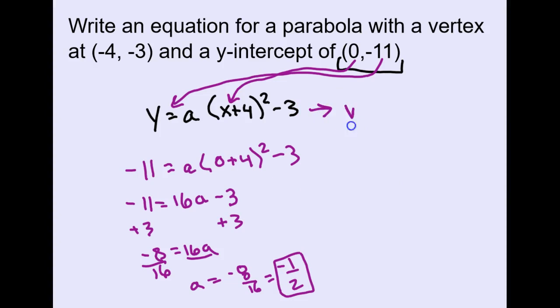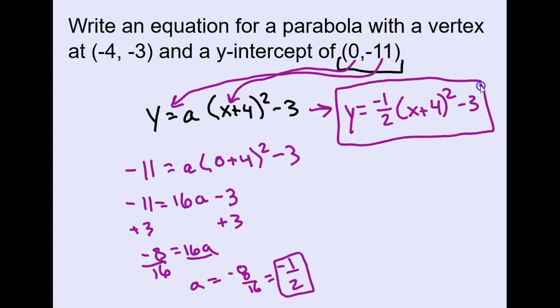Now we're just going to plug that back into the beginning. Y equals negative 1/2 times (x plus 4) squared minus 3. So that's basically the hardest type of thing that they could ask you to do with vertex form: write an equation given 2 points, and one of them being the vertex. It's just a couple steps. It's just algebra. You don't really need to use a graph, but now we could graph this over here if we wanted to.